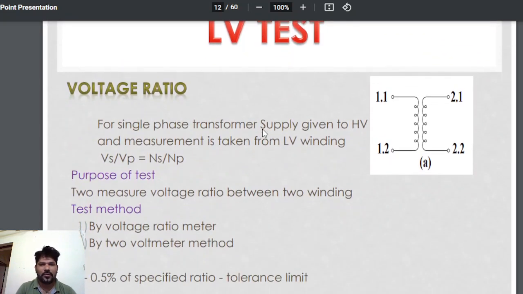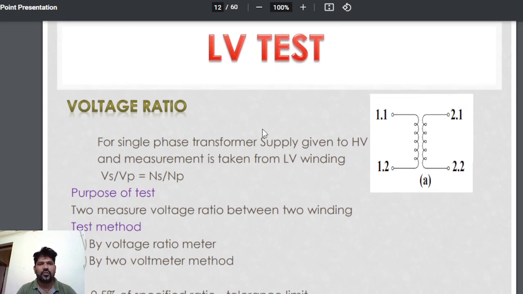So in the LV side test, we will do the ratio test, right? Voltage ratio. Why do we have to do the ratio test? The purpose is to measure the voltage ratio between two windings, primary to secondary, and check the design ratio. Suppose I want 20 kV on the input or primary side and 200 kV on the secondary side. So on the primary side one turn is equal to one volt, and on the secondary side 20 volts, so here one turn, here 20 turns. Whether that ratio is matching or not, we will find out by doing this test.